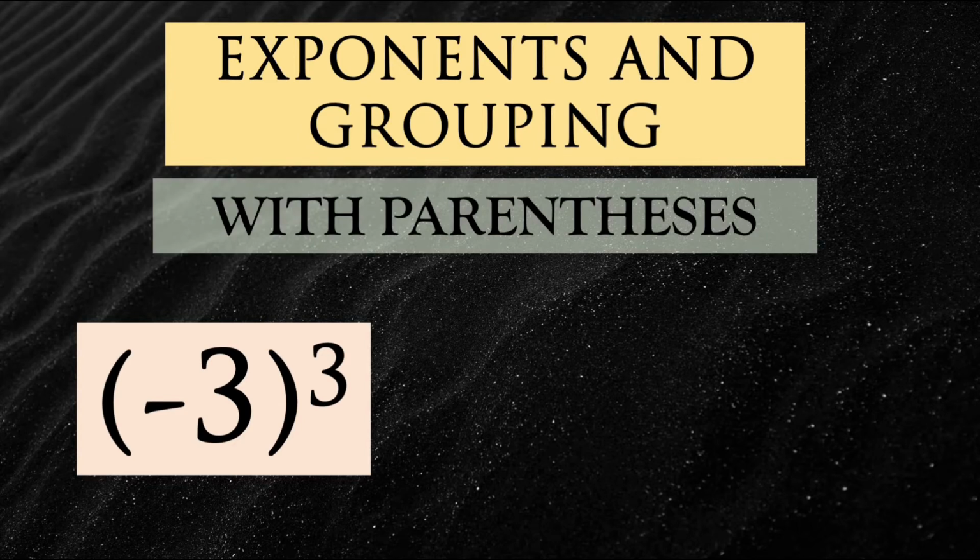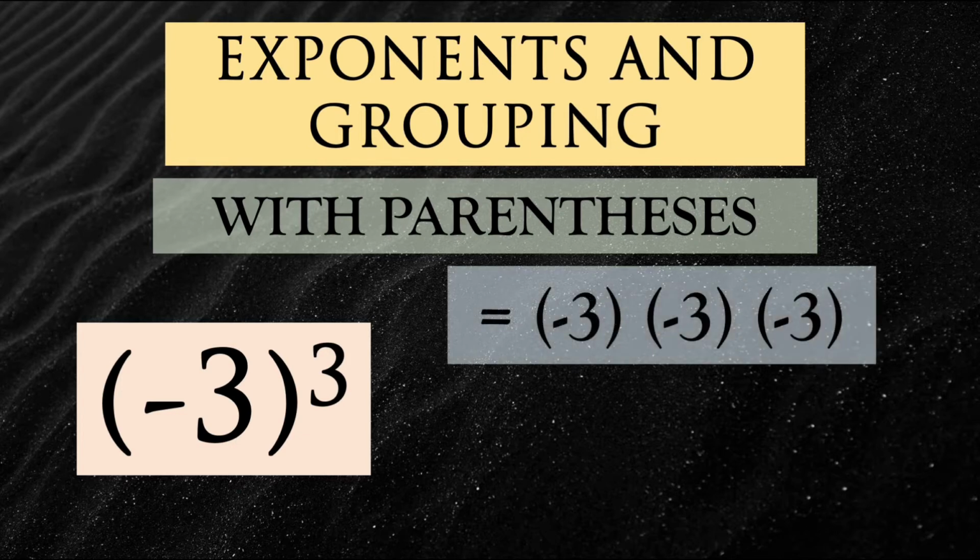So we have negative 3 as your base raised to 3, or negative 3 cubed. So you have to multiply negative 3 by itself 3 times. So you write negative 3 times negative 3 times negative 3. So first, let's multiply the first two negative 3's.